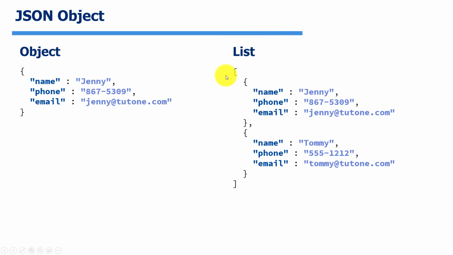A list of objects starts with a square bracket and ends with a square bracket, and then you have your objects with commas in between. You could also have lists of lists, you could have objects that have nested objects in them, and so on. But it's a fairly simple syntax to represent data being transferred across the web.